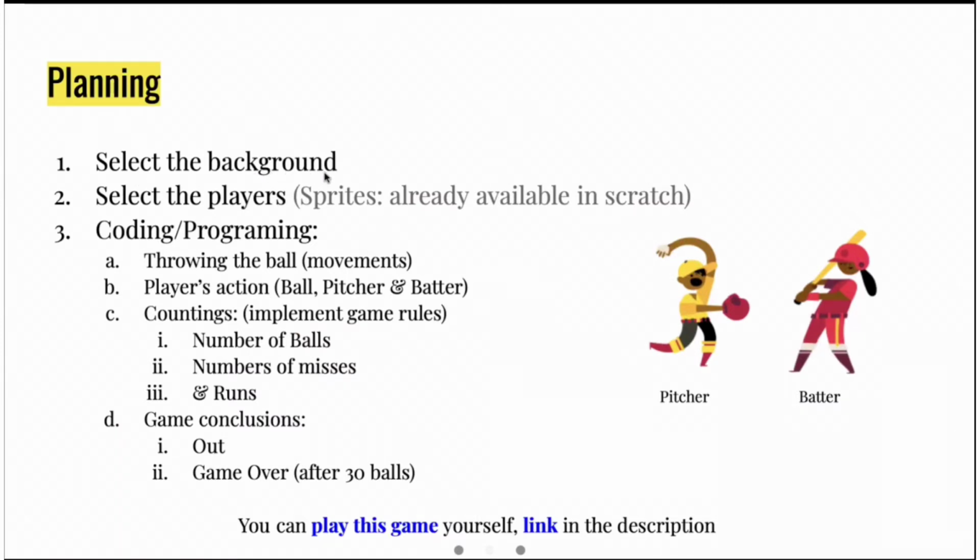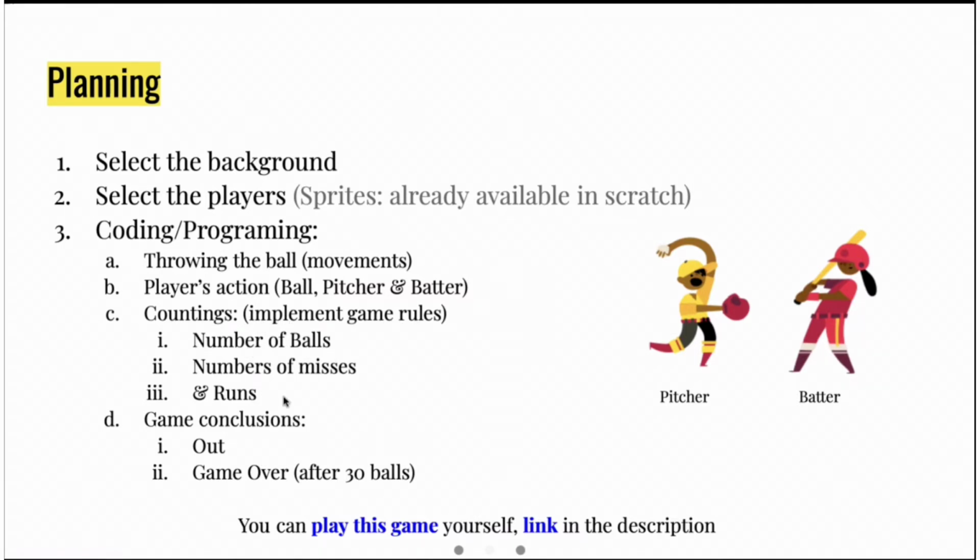How we plan is, we'll have to select the background. Now we are completely into Scratch, so we first select the background and select the players. The sprites are already there, so you don't have to create anything. Then we'll have to do the coding for throwing the balls, the action of the players, that is the ball throwing action as well as the batsman's action.